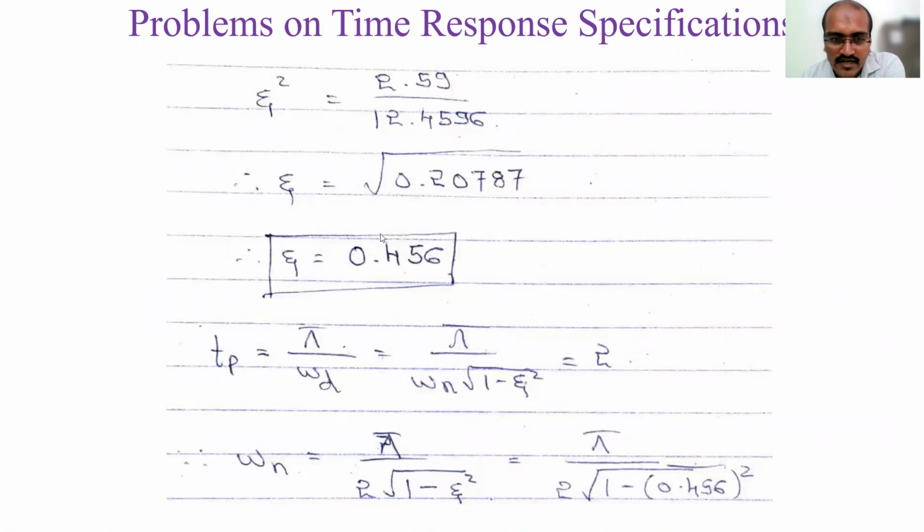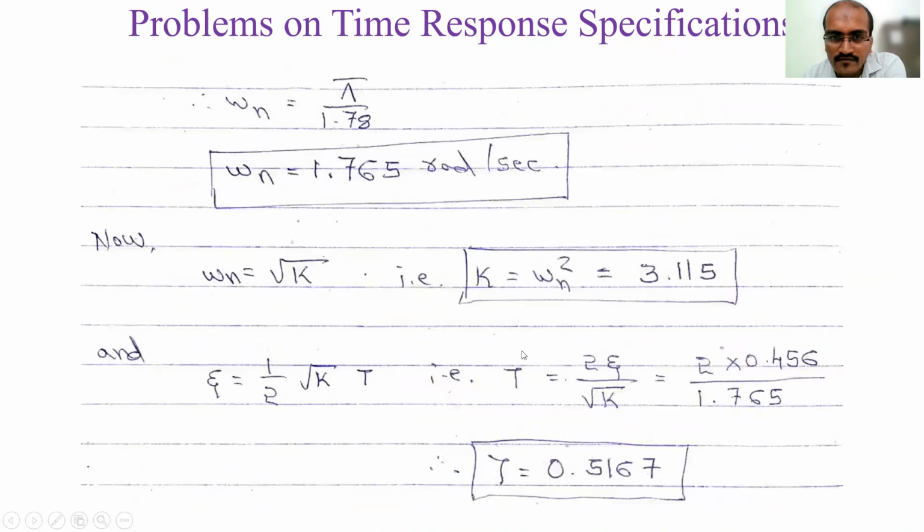Then Tp, you know, is pi by omega d. Omega d is omega n square root of 1 minus zeta square. Tp value is given as 2 and the zeta value we have calculated, so we can calculate omega n here. Then you can come back to the same comparison: omega n equals square root of k. So k is nothing but omega n square. Take omega n square, it will be the k value. And here, zeta is 1 by 2 square root of k into tau. Zeta value is known now, and the k value is known because it is calculated here, so you can calculate the tau value. That's what we have done here.